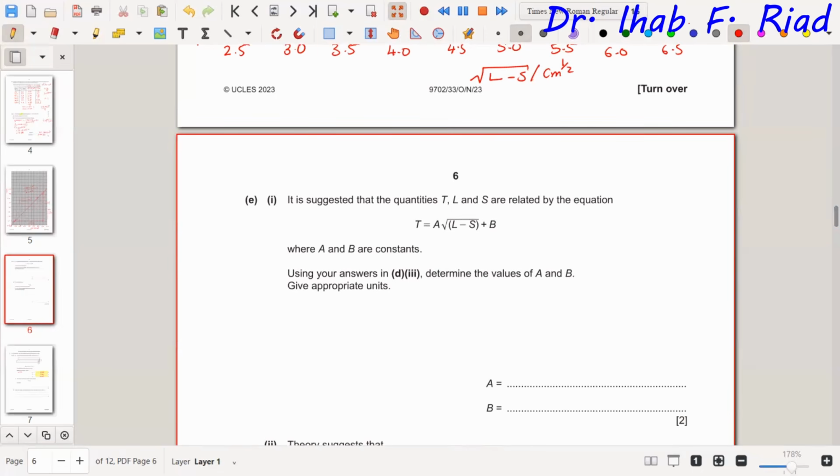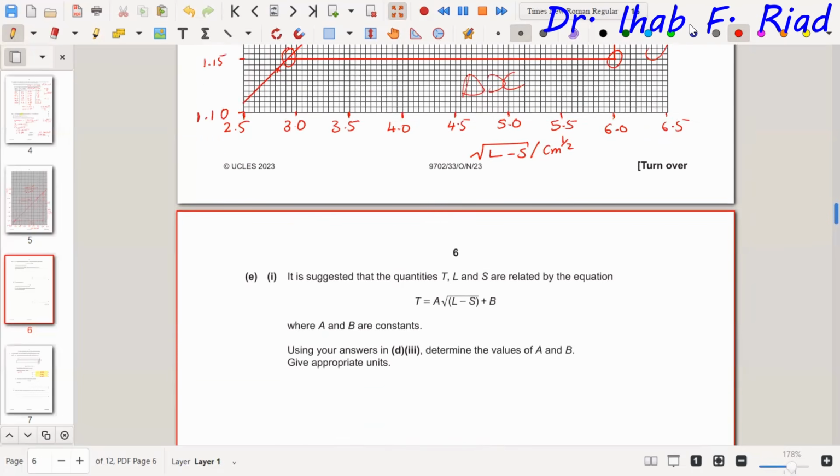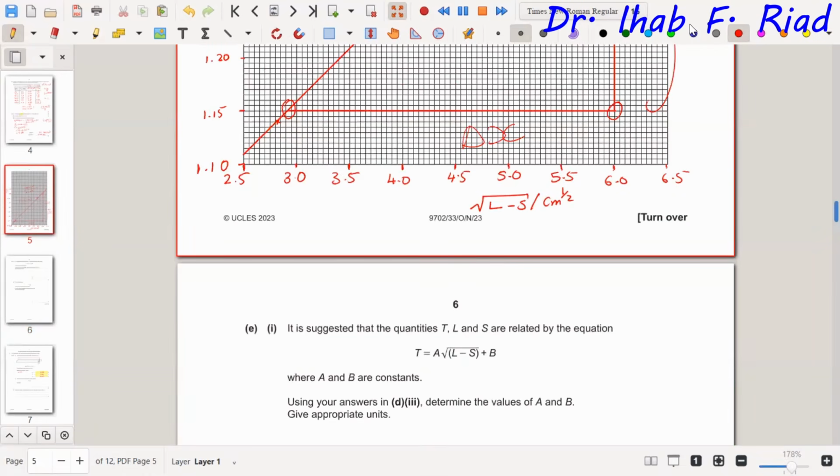We can make A the subject of formula. No, this is not how we do that. Think again. What was our plot of T and square root of L minus S? What did we get when we plot T and square root of L minus S? Do you mean the gradient?